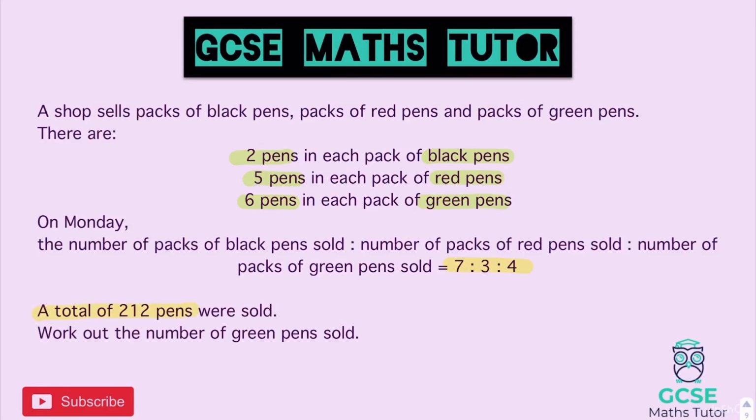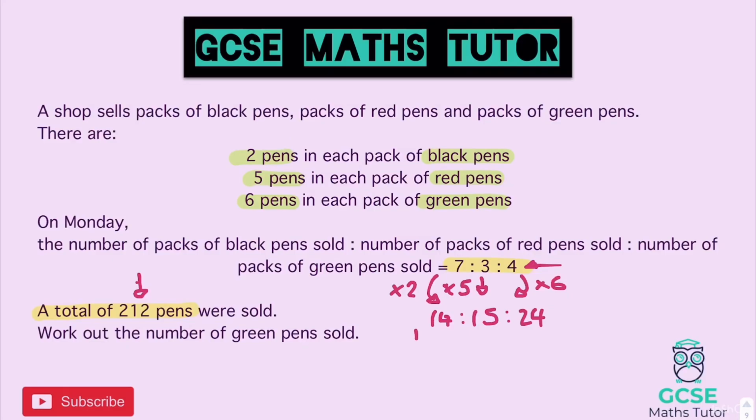So obviously at the moment, this ratio here is in terms of the amount of packs, and the information here is the amount of pens. So we want to change this ratio here, so we've got the actual amount of pens there. So that first one is about the black pens, there's 2 in each pack, so we'll times that by 2, and that's 14 pens now. We've got the one in the middle there, which is about, let's just have a look, the red pens, and there are 5 red pens in each pack, so we're going to times that by 5, so that's 15 pens. And the last one there, which is about the green pens, and again there are 6 green pens in each pack, so that becomes 24 pens. So there's our ratio, 14 to 15 to 24, and that is now a ratio of the amount of pens.